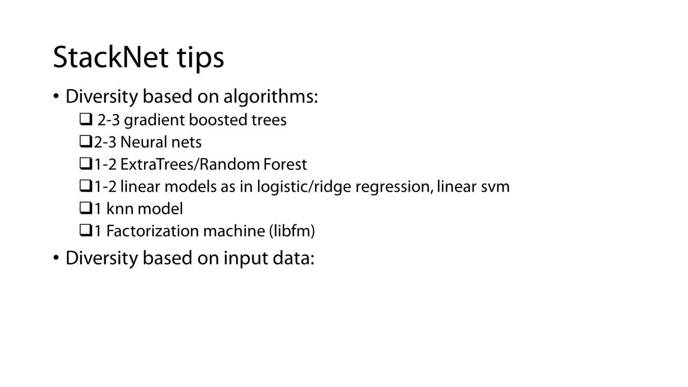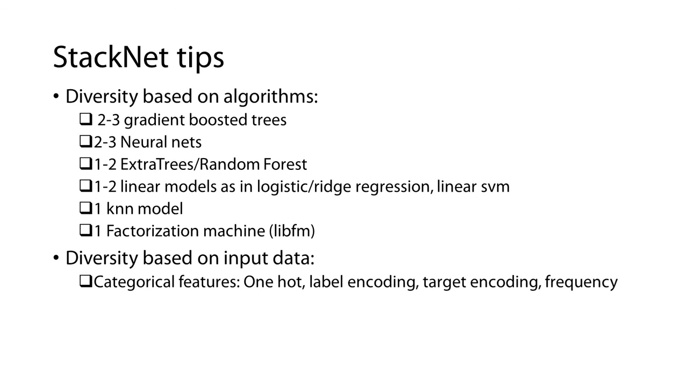A different way to generate diversity is with the kind of pre-processing you do in your input data. I don't want to go into that much detail here, but it's important. Sometimes it's important to do one single transformation in your data and then rerun StackNet. So run, let's say, the same architecture, just on a slightly different transformation of your input data.